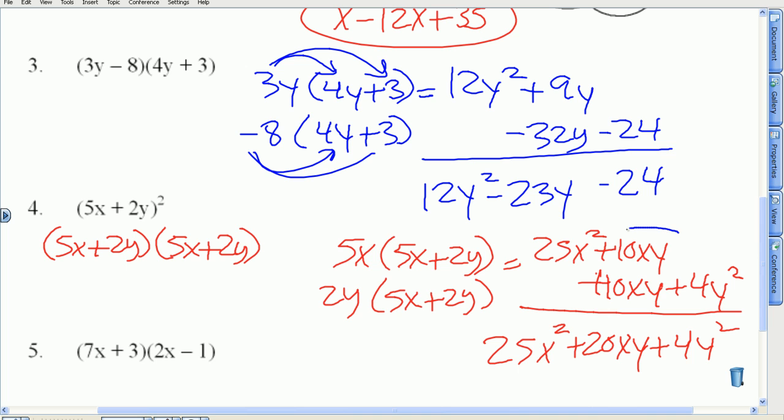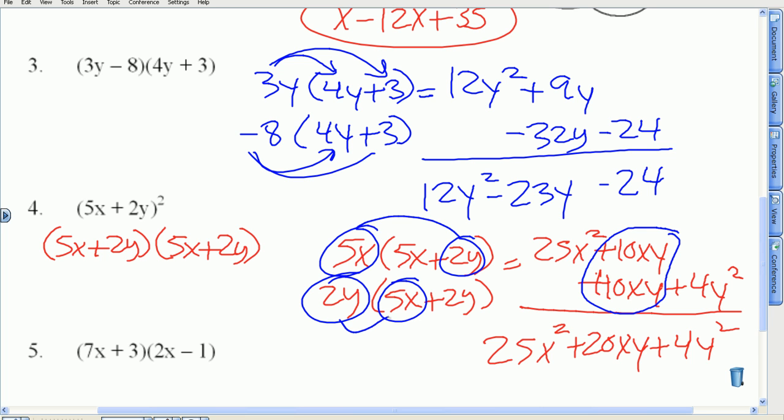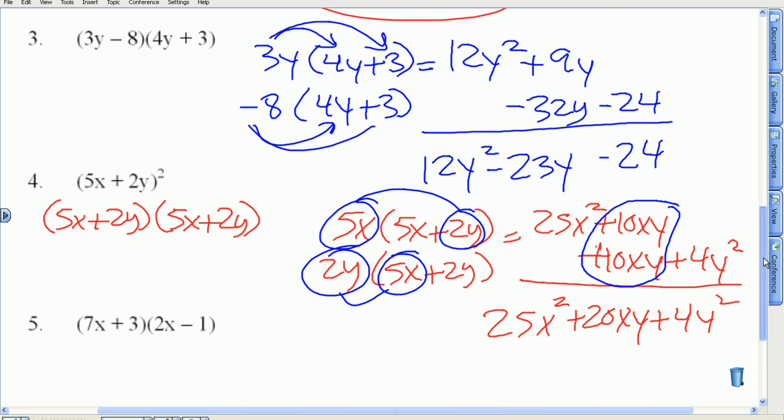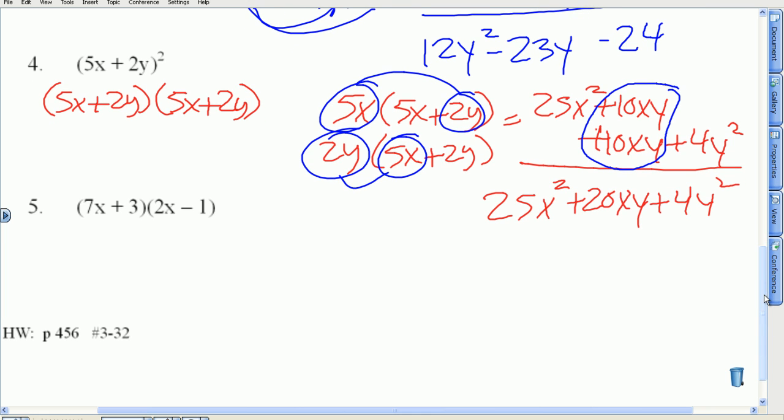And as we're seeing here, these two terms, where do they come from? 5x times 2y, 2y times 5x. Those positions keep getting combined together. They are like terms every single time. There's a pattern there. Look for the pattern.